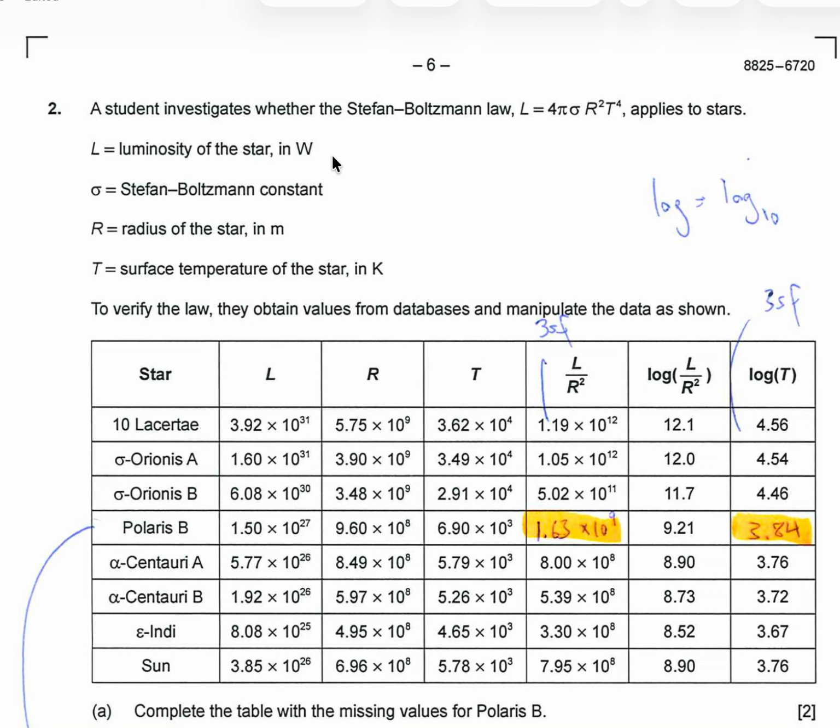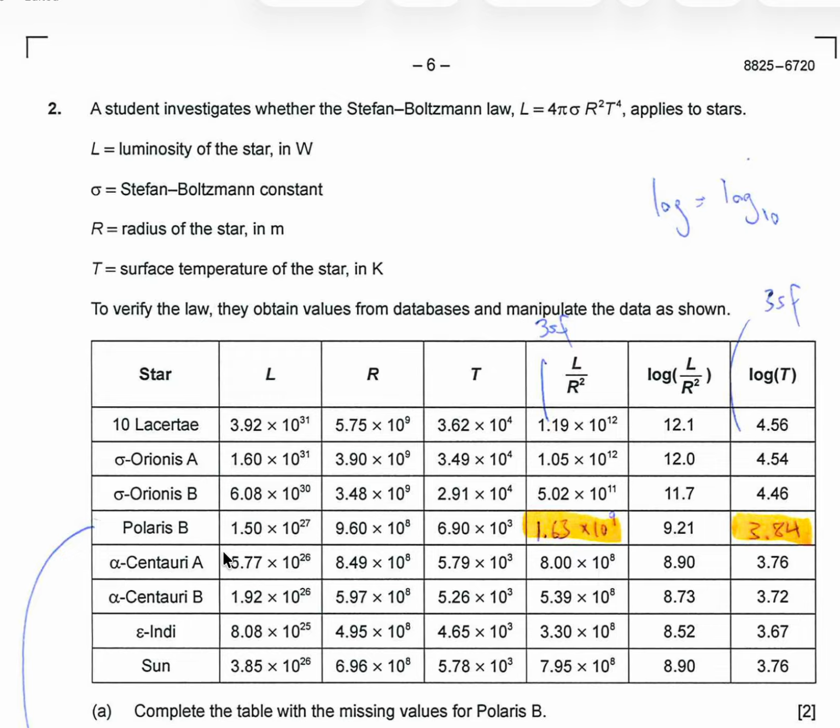Okay, we're looking at data from the Stefan-Boltzmann law, and we're looking at luminosity, Stefan-Boltzmann constant, radius, temperature, etc. We're going to verify the law by using values from databases, maybe something to do for an IA. All right. Now, first thing we do is we look at the table. It's got empty bits in there, and we need to work those empty bits out.